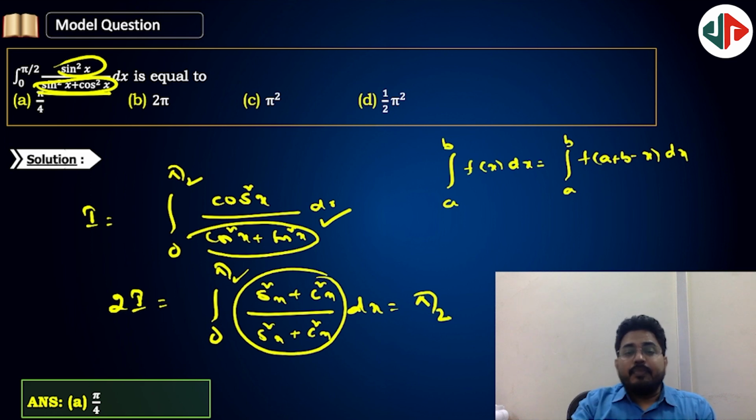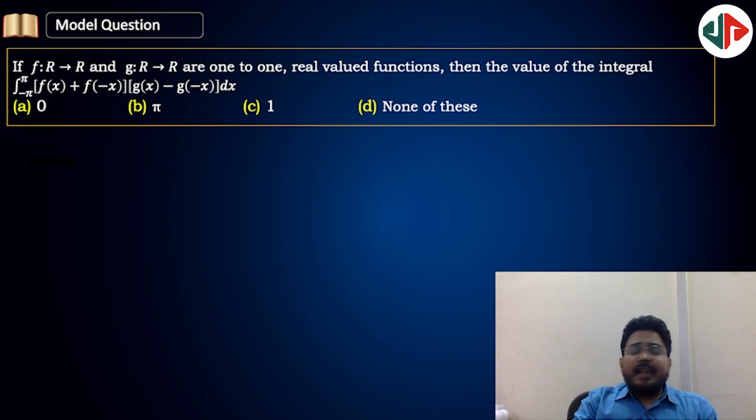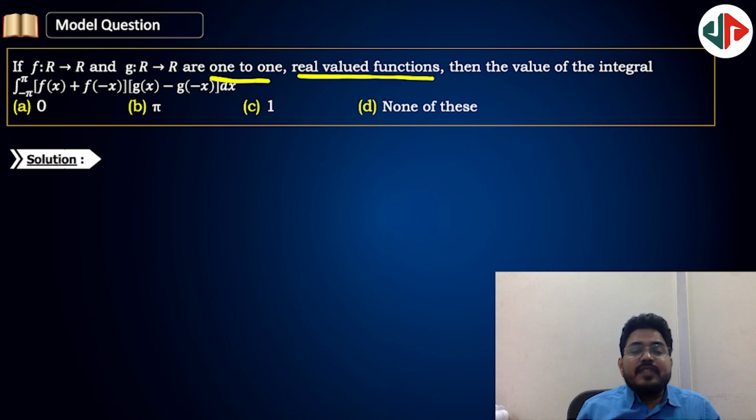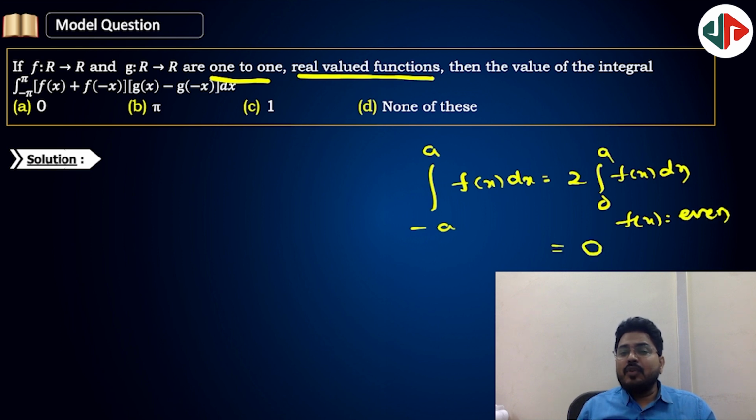Next question is, f is defined from R to R, g is also defined from R to R, one-one real valued functions. Then the integral of this one. See, integral minus a to a f of x dx, I can write it as 2 times integral 0 to a f of x dx when f of x is an even function, and otherwise I'll write it as 0, meaning when f of x is odd.